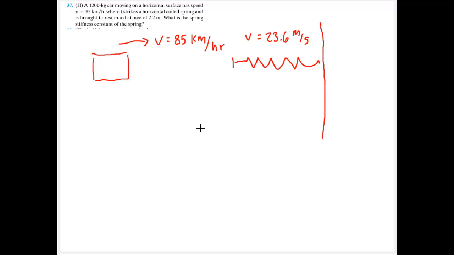So maybe at some later time this car has used this coiled spring to reach a complete stop. It has compressed the spring, the spring was initially here, and it has been compressed by this distance x right here. 2.2 meters is what it says.